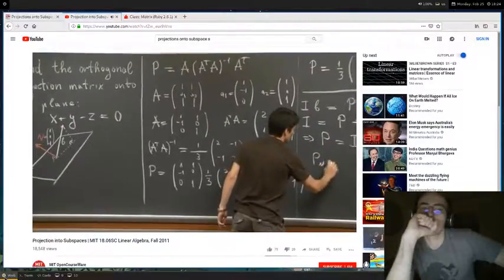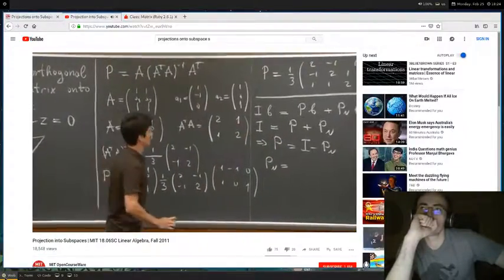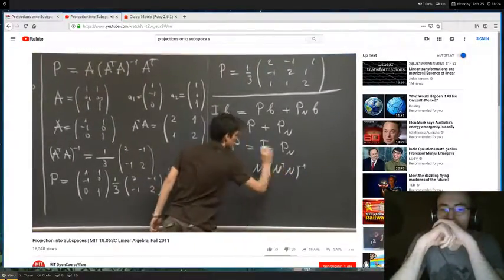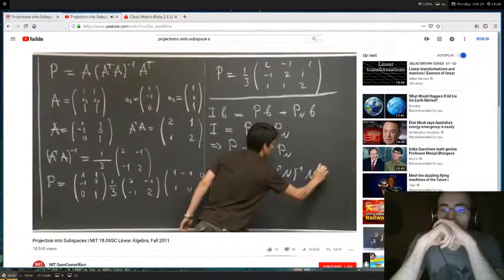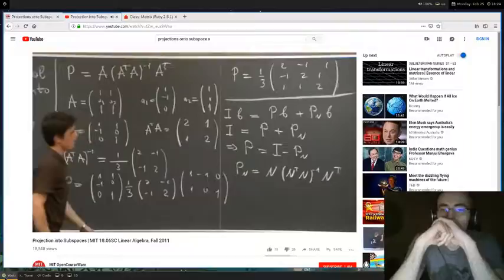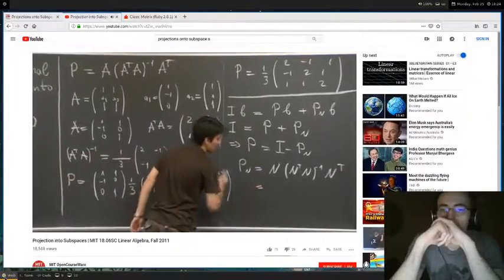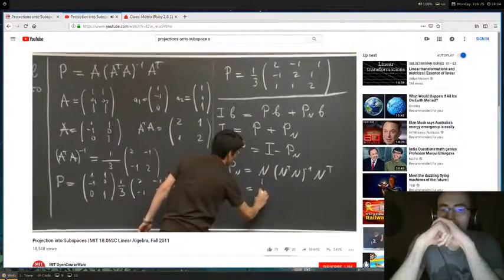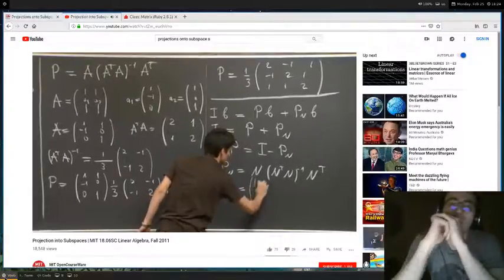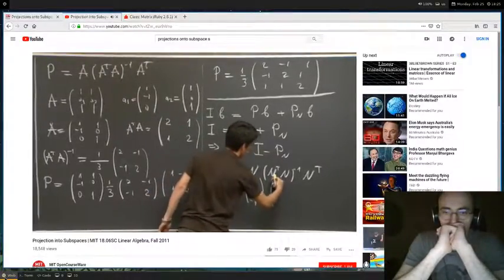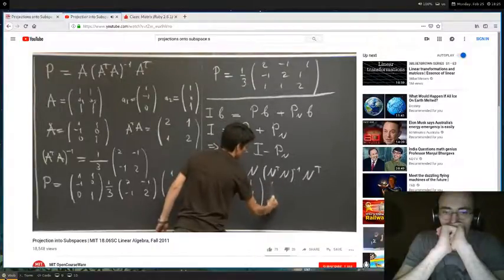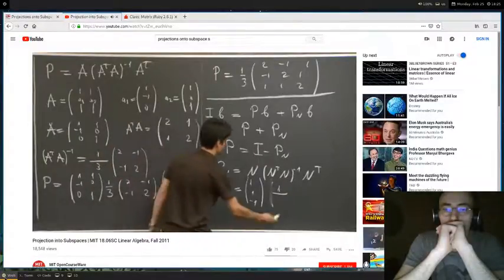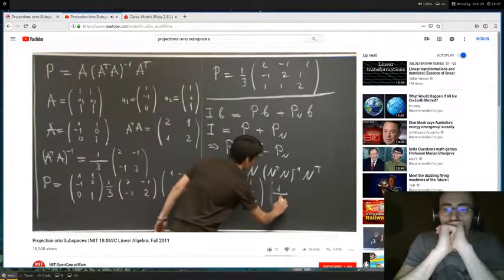Okay, so firstly, P_n will be n (n transpose n) inverse n transpose, equal to 1 over n transpose n. This is just a number. It's 1 over the magnitude of the normal vector squared. That's 3.